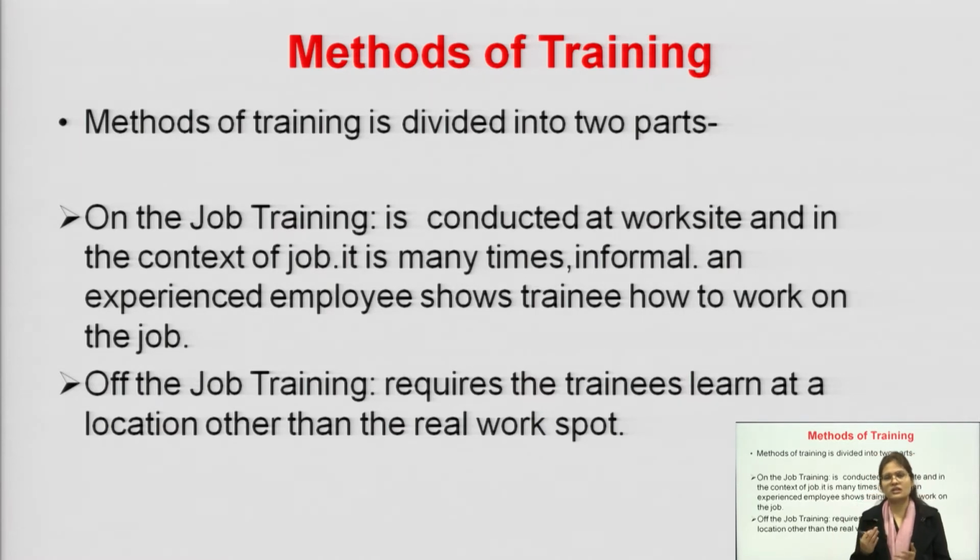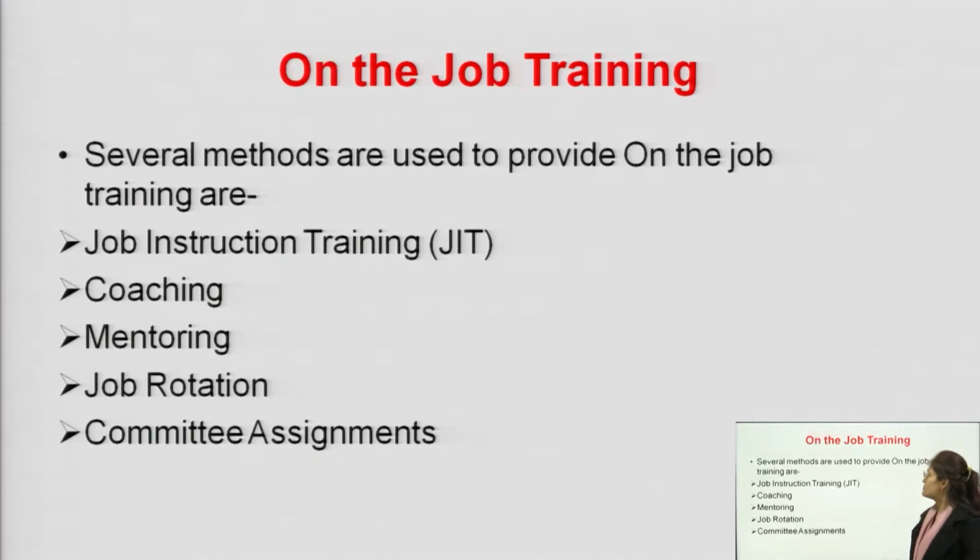So the training method is divided into two parts, on the job and off the job, and it is on the basis of location. If people learn things, enhance their skills or get training at their actual workplace, that is on the job training. And if people learn things apart from their actual workplace, that is off the job training.